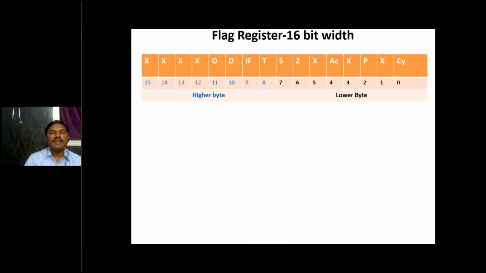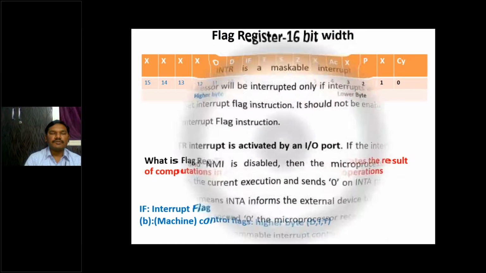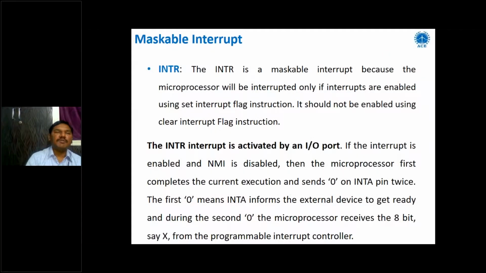Right, so this is the flag register. In this flag register, the 9th bit is called IF. IF stands for interrupt flag. Maskable interrupt means INTR. The INTR is a maskable interrupt because the microprocessor will be interrupted only if interrupts are enabled using the set interrupt flag instruction. So that is what the interrupt flag is, and how to set and reset it, by applying 0 or 1 to this flag register, is called setting and resetting, using some programming instruction.